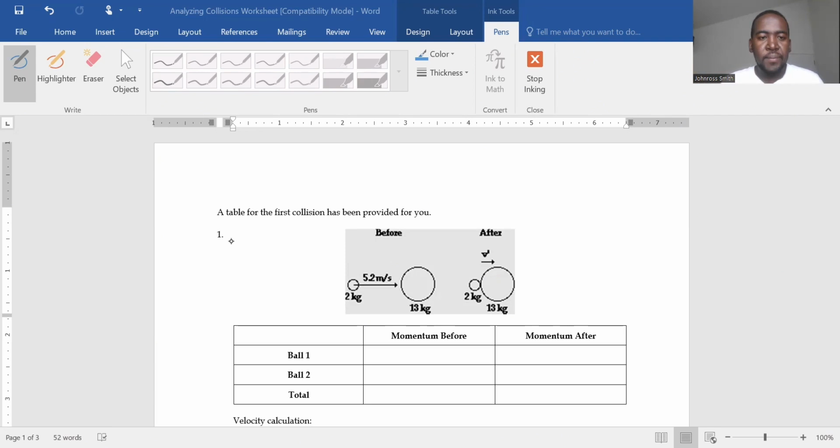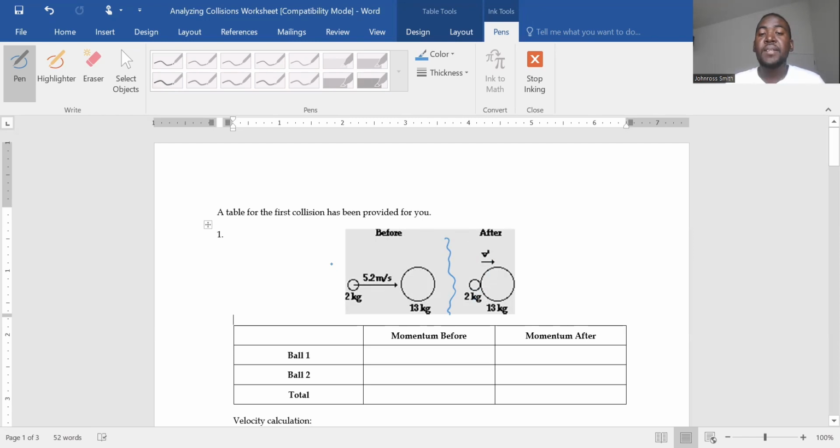So let's get into it. We have a table for the first collision that has been provided for you. Before collision, there is this small 2 kilogram ball moving to the right at 5.2 meters per second, which collides with a stationary 13 kilogram ball. So that's before collision. After collision, they both stick together and move off with a velocity v.